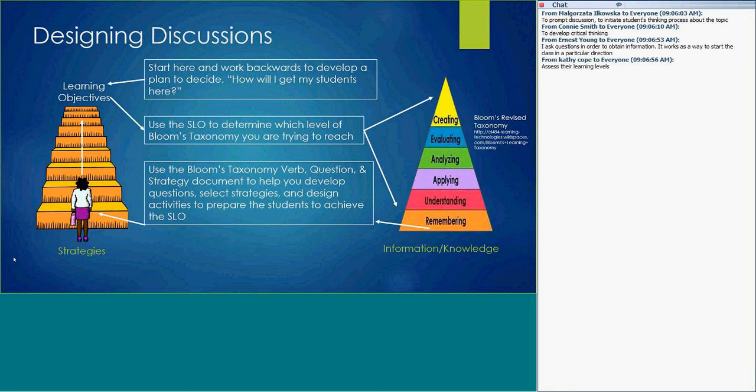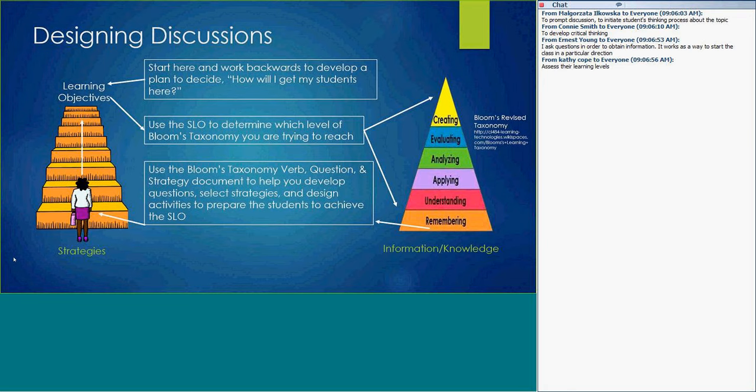And so we always want to start with, okay, as Phyllis said, working backwards, what are we trying to achieve by the end of our time together, or by the end of the course? We start there. And then we use that student learning objective to determine the level of Bloom's taxonomy that you see here on the right. Is this kind of objective trying to get us to apply the information, or is it trying to get us to analyze the information? How complex are we trying to get?